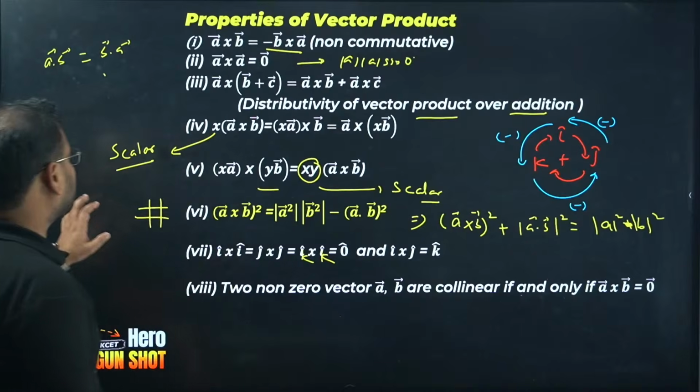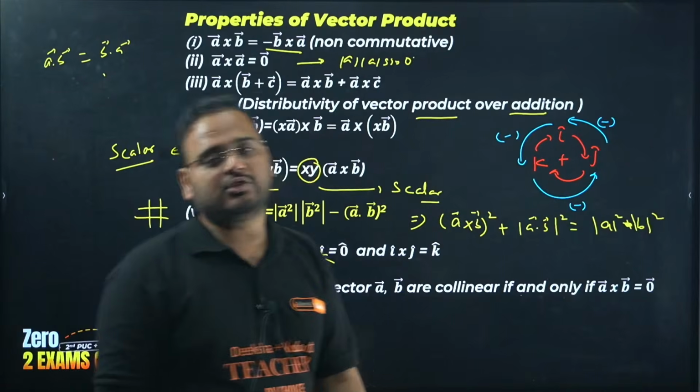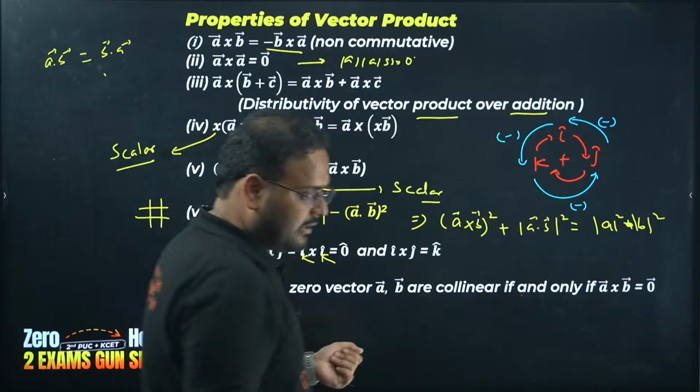Is it clear? Cyclic order: if you take the clockwise direction, you'll have a positive sense. If you go in the anti-clockwise direction, you'll get a negative sense in the result of cross products. Okay? Anybody has doubt in this?